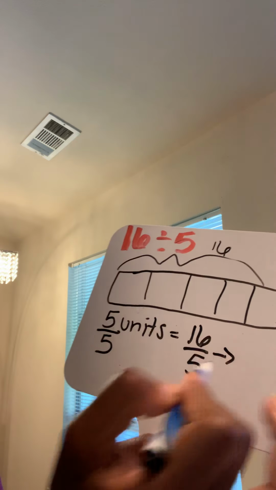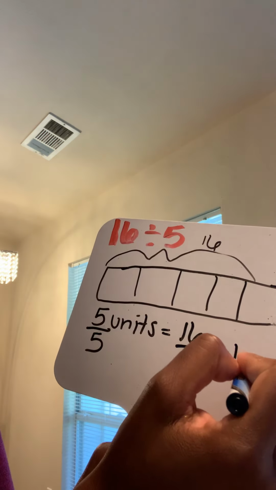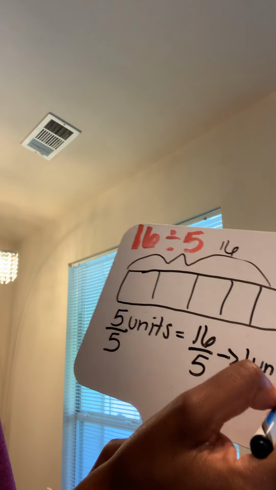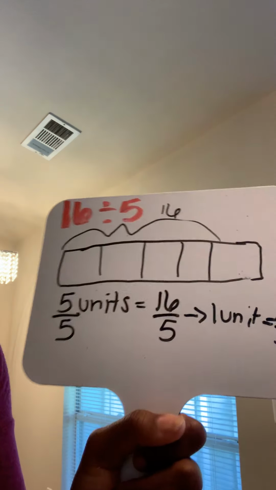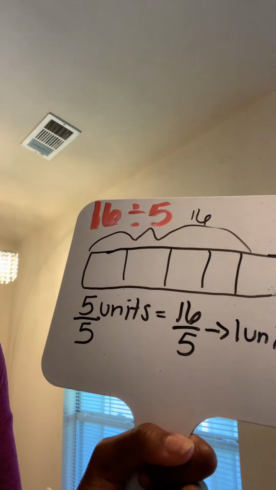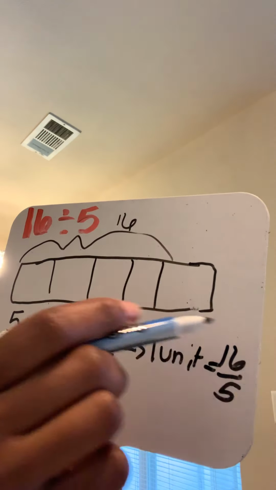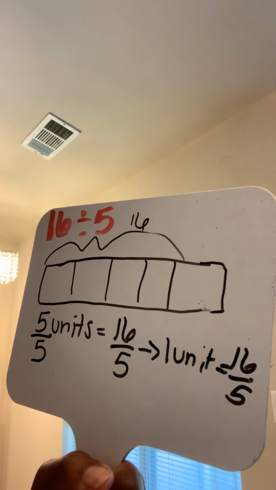So now when we write it out, we know 5 divided by 5 is equal to 1. So we've got 1 unit. And that's equal to 16/5. Okay, and this is an improper fraction. And we want to turn this into a mixed number or a mixed fraction.